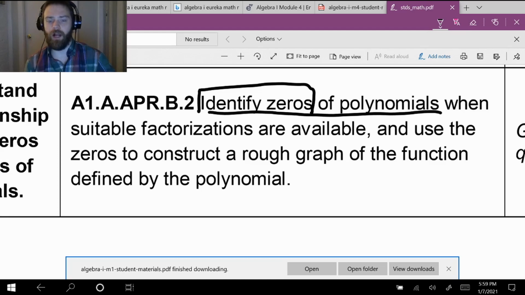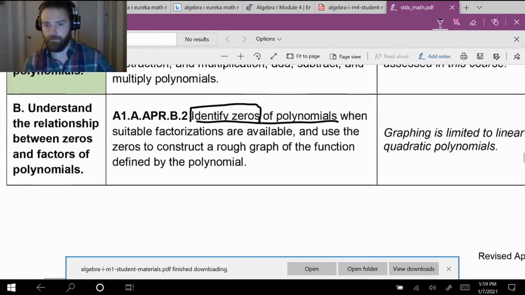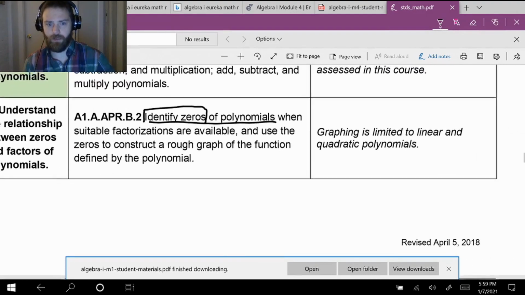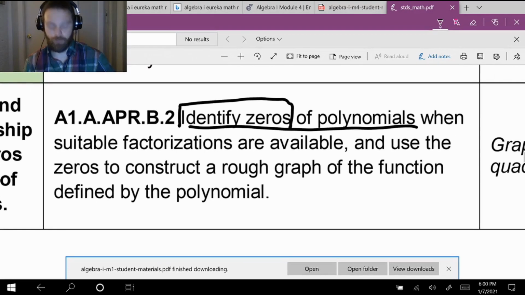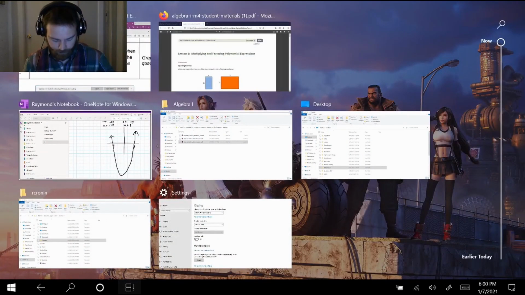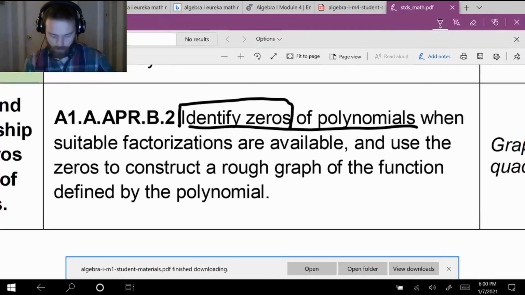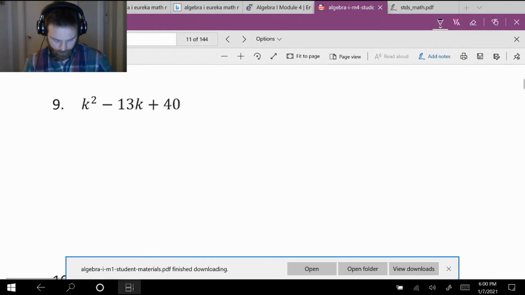A rough graph is what I'm figuring in this situation, where they use the zeros and the general shape. If that's not it, I don't understand exactly what they're looking for with that standard, but I am pretty sure that is what they mean. Can you construct a rough graph if you're given the values? So that's all well and good. So let's take a look. Might just do one more example.